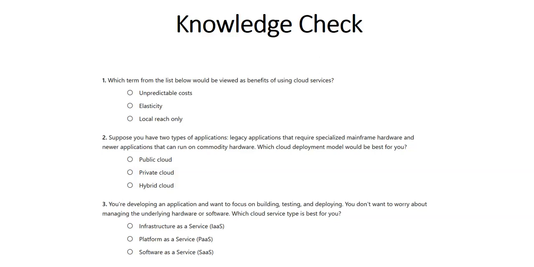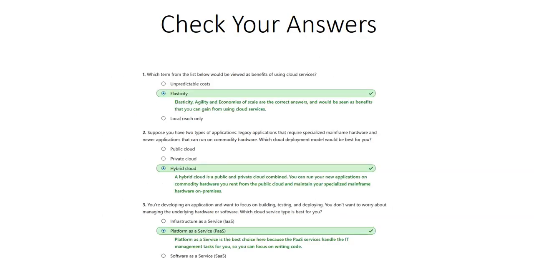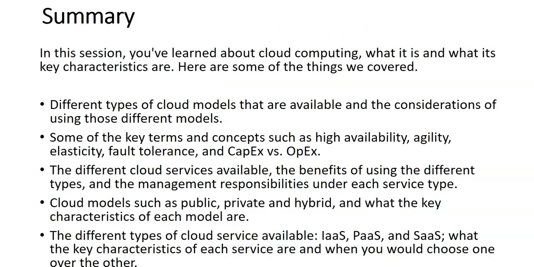Alright, I hope you have noted down your answer. Let's match it. If you selected elasticity for the first question, you are right. If you selected hybrid cloud for the second question, you are right. And if you selected platform as a service for the third question, you were right. If you are wrong, please go through these videos again, and if you have any queries, mention them in the comment section.